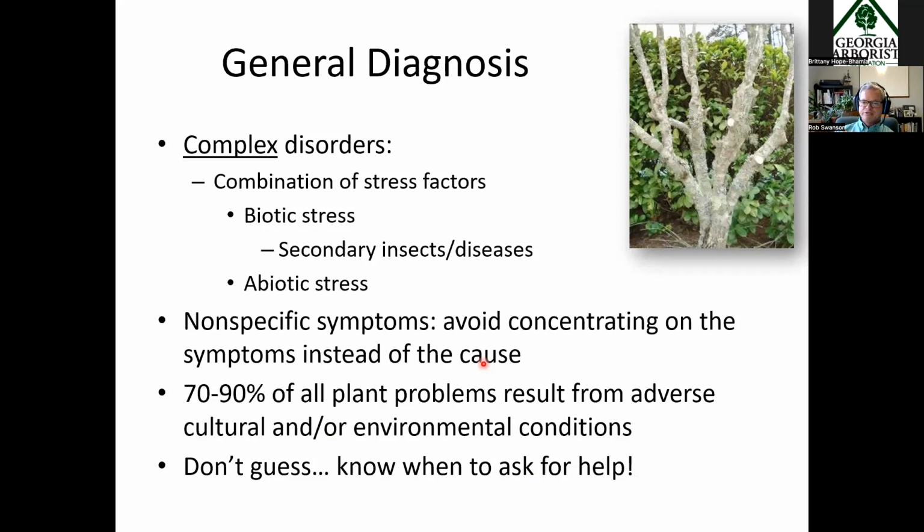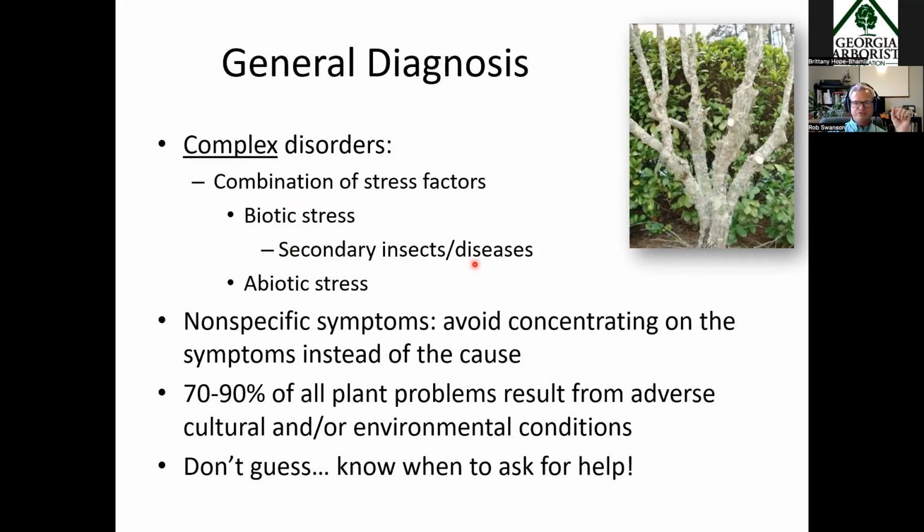In a general diagnosis, you could think about complexes, and these are combinations of things. We've talked about abiotic and biotic, and the two things combined make it a complex. You could also have two different types of biotics or two types of abiotics. As long as it's more than one contributing factor to the decline, we refer to that as a complex disorder. So it's a combination of these factors, biotic and abiotic.